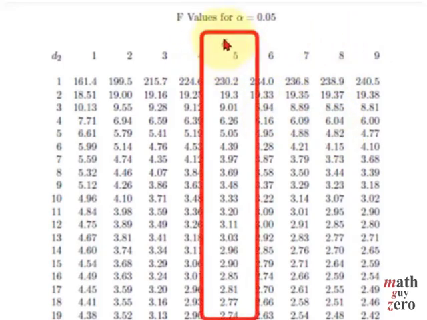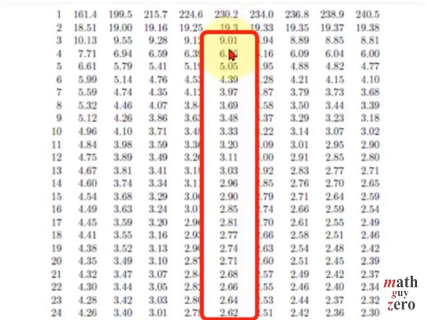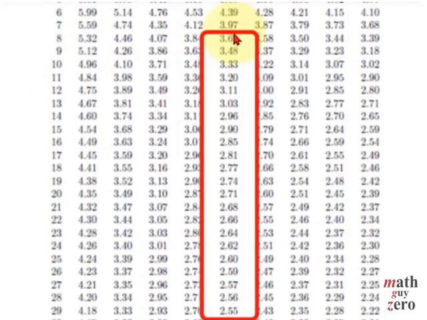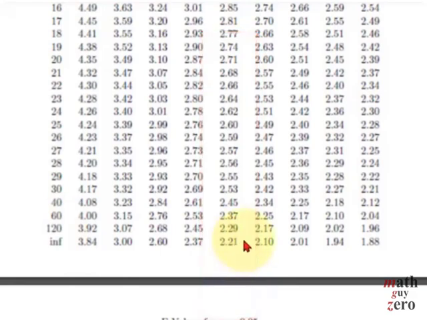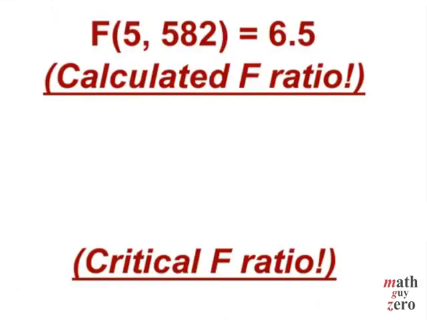But again, 5 is our degrees of freedom for a between group. So we scroll all the way down here until we hit 582. So anything over 120 is the same, okay? So say that again, 120 up to infinity is basically the same, 121 up to infinity. And the F ratio, the critical F, if the null were true, should have been 2.21. 2.21, write that down.